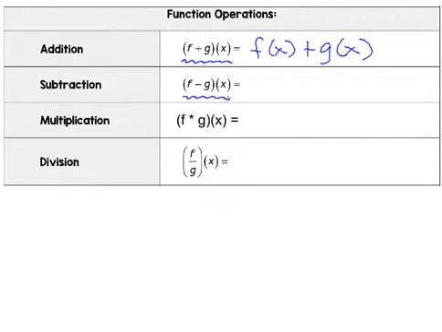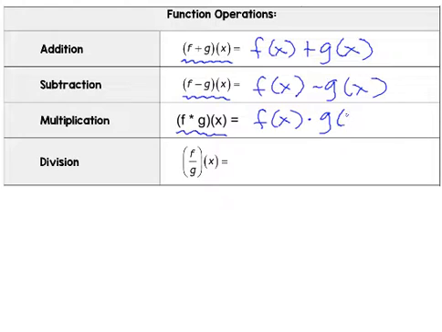F minus g of x means I'm subtracting those two functions. F times g of x means I'm going to multiply the two functions together. And f divided by g of x, of course, means I'm going to divide these two functions. So what does this look like with some actual examples here?